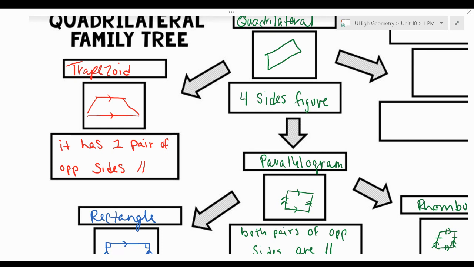So if I had more than one, I could draw an arrow and connect here to my parallelogram. So a parallelogram could be a trapezoid, but a trapezoid only has to have one pair of opposite sides parallel.